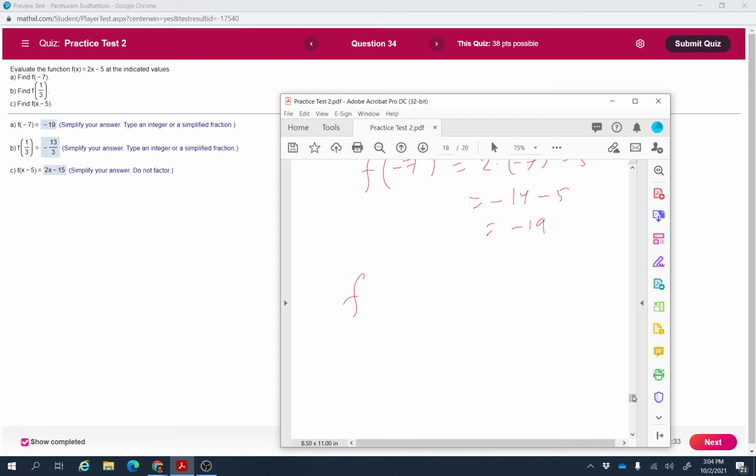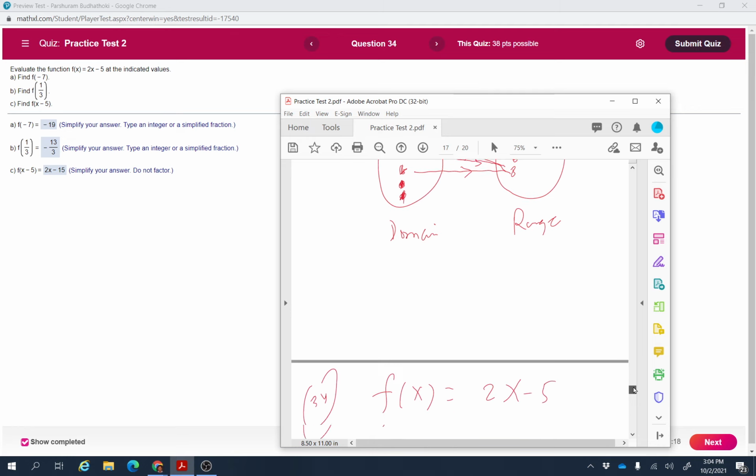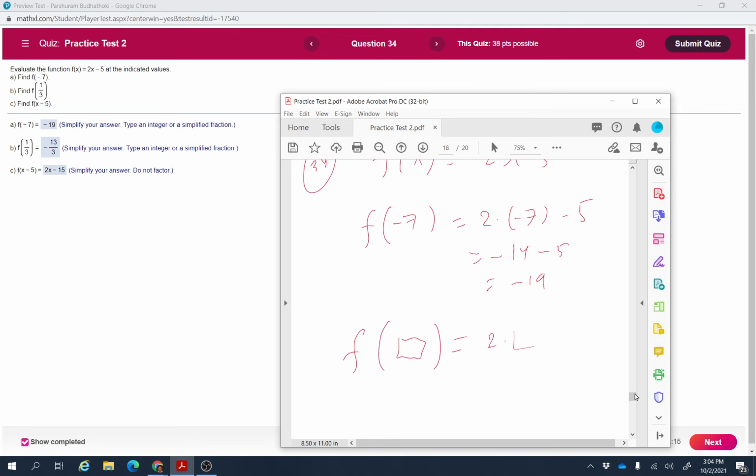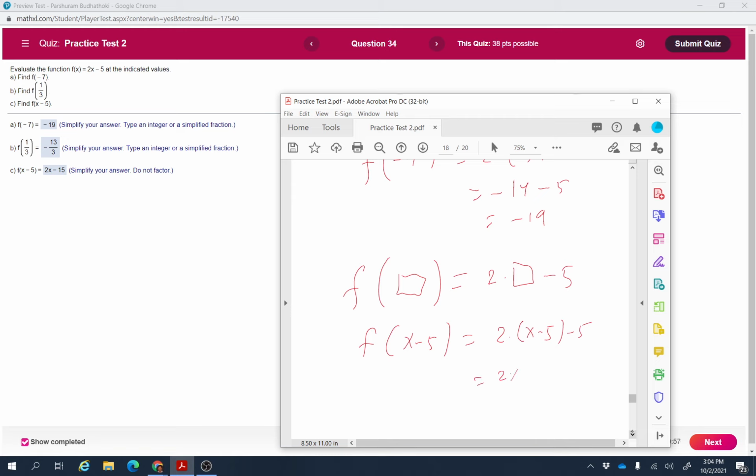Remember, whatever they might want you to find, whatever this box is, I'm just replacing this x by the box. If I want to find the value of the function at the box, then I replace this x by the box. So the value would be 2 times the box minus 5. For part C, inside the box you have x minus 5. So it is 2 times (x minus 5) minus 5, and now you just distribute the 2. It would be 2x minus 10 minus 5, which is eventually 2x minus 15. That's the answer for the third one.